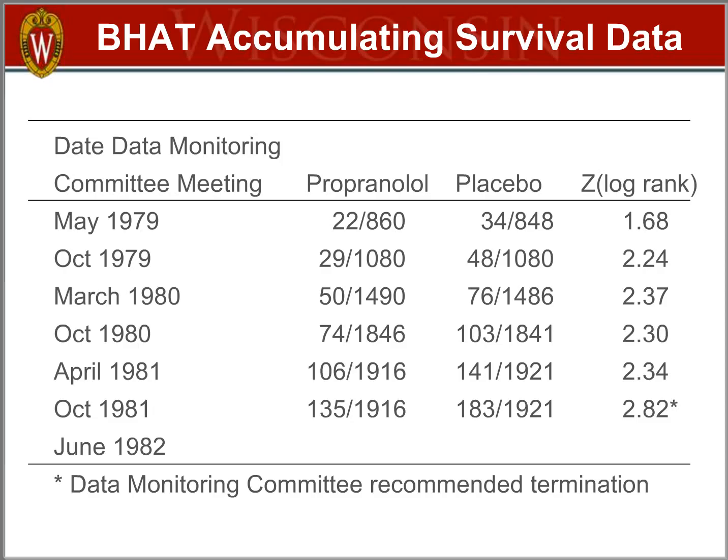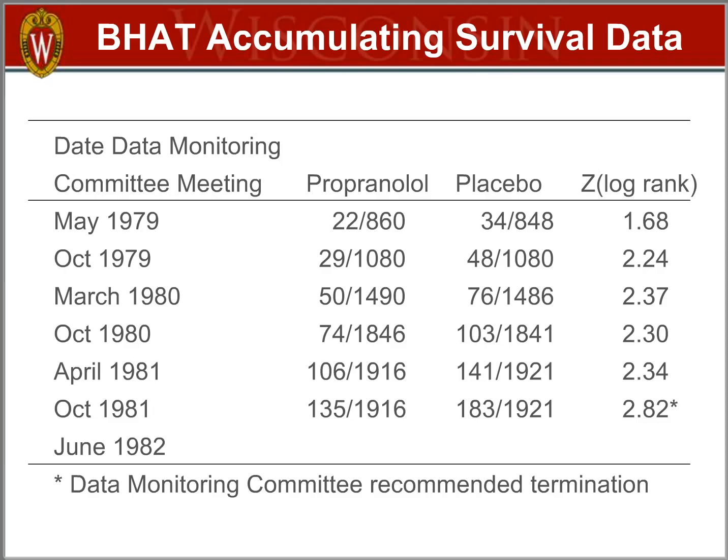In the May meeting of the Data Monitoring Committee, it was observed that there were 22 deaths on propranolol and 34 on placebo. The test statistic for that comparison, which we will not have time to discuss here, is on the standardized statistical scale, the Z-scale, with a value of 1.68. That Z-value does not support a p-value less than 0.05. In October of 1979, there were additional deaths, 29 versus 48. Now the Z-value has increased to 2.24.